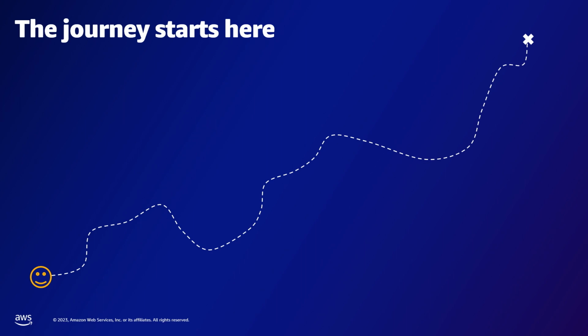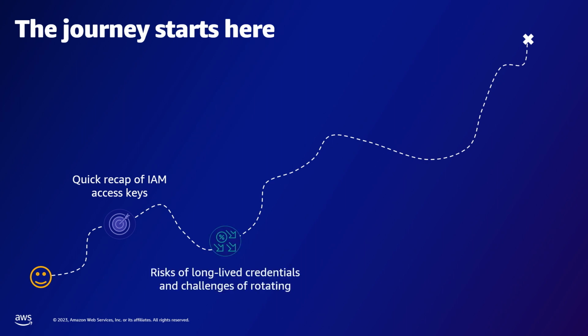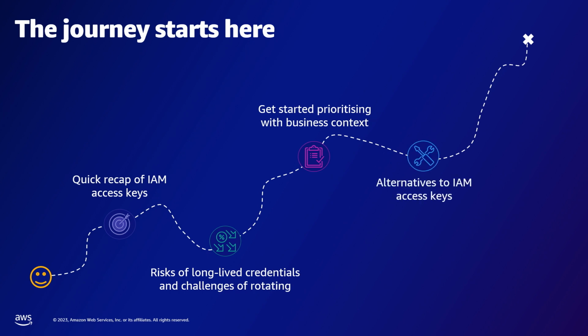In this session, we take you on a journey to help you reduce the number of access keys in your environment, and for the ones you need to keep, make it easier and less time-consuming to manage them. We'll start with a quick recap of IAM Access Keys, and then move on to discuss some of the risks associated with long-lived credentials and the challenges people sometimes face when making sure they get rotated. We then introduce a simple method and tool you can use to prioritize keys that are the most business critical, and we discuss alternative solutions you can use in place of access keys. Finally, we go over ways you can use automation to make the governance of access keys easier and less time-consuming, so you can focus on more important things.